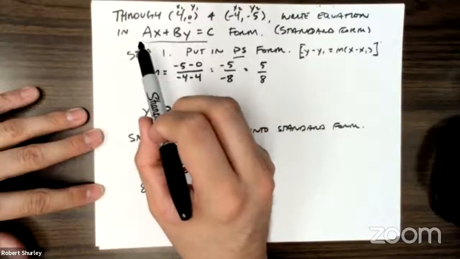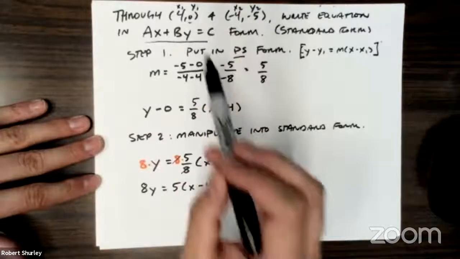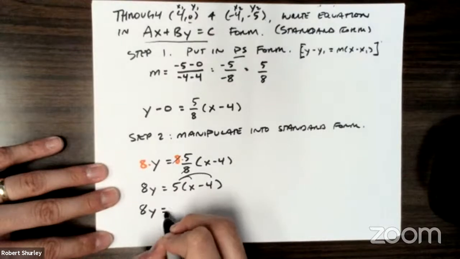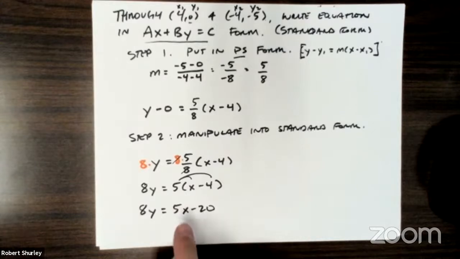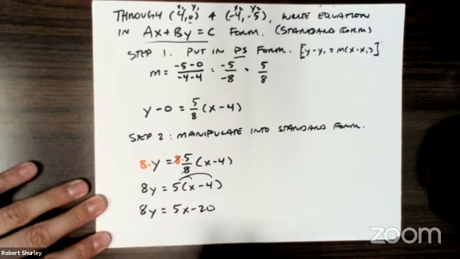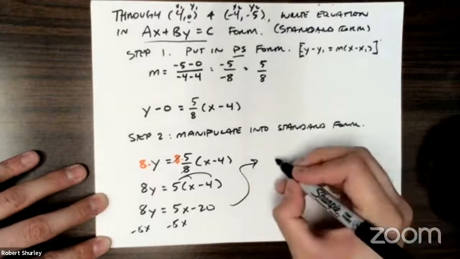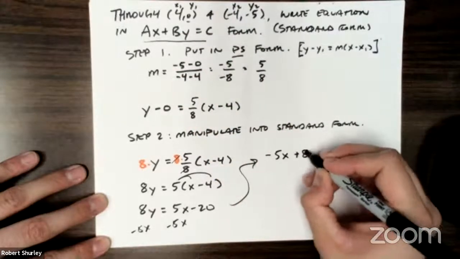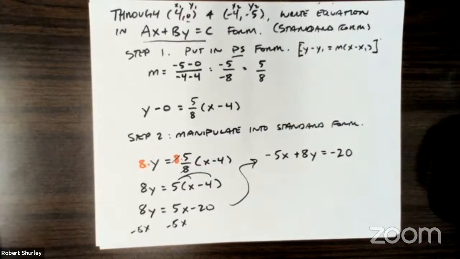So anyway, now we've got to get it in this form. The goal here now is to get the x's and y's on one side and the constants on the other. Now notice there's no parentheses in this form, so we've got to get rid of these parentheses. So we get 8y equals 5x minus 20. Distribute that 5. And the very last thing you need to do is just move the x over, so minus 5x. So we get negative, the x goes first, negative 5x plus 8y equals negative 20.